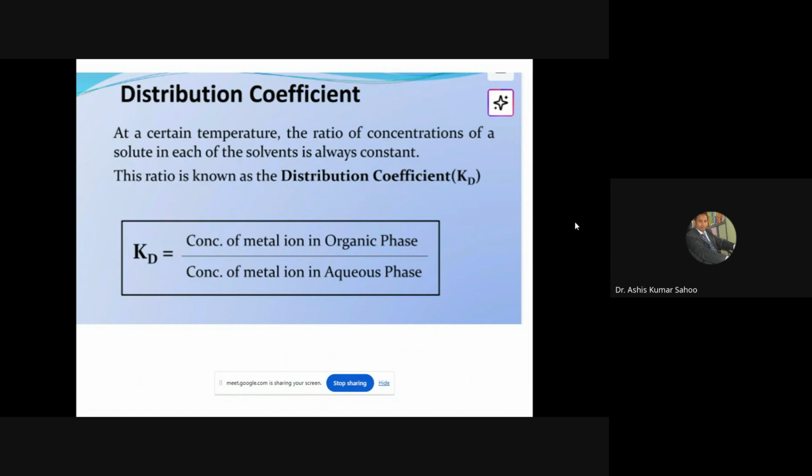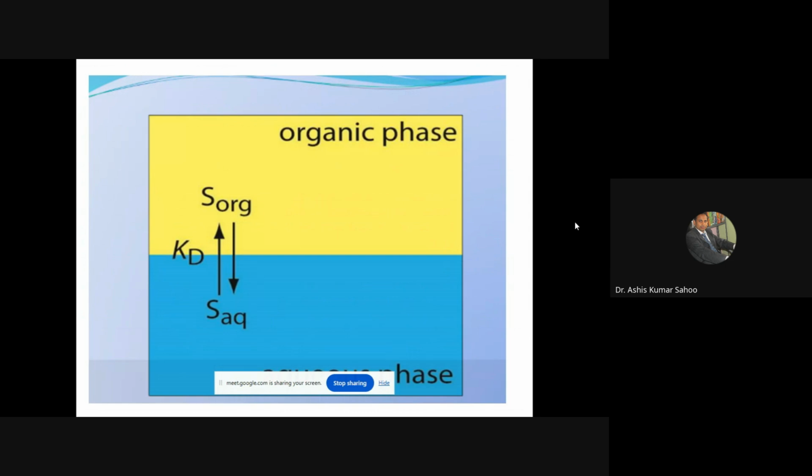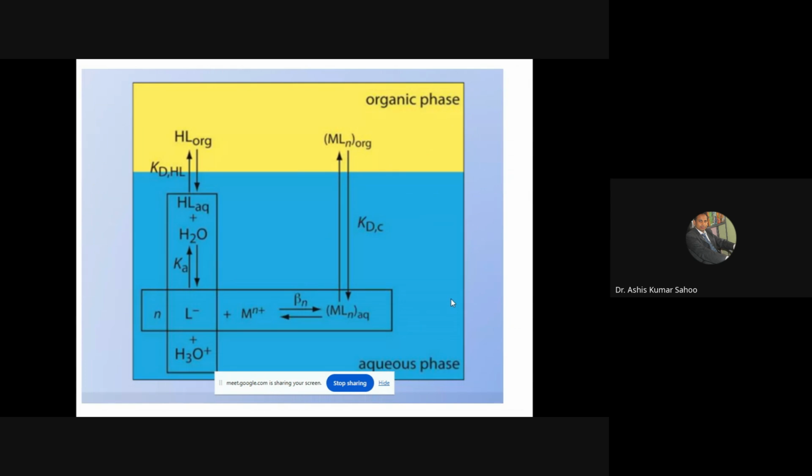So the concentration of metal in the organic phase and the concentration of metal in the aqueous phase, this ratio is known as the distribution coefficient. There are two phases in solvent extraction: solute in the organic phase and solute in the aqueous phase. The organic liquid is immiscible with the water, and this is the mechanism of solvent extraction.